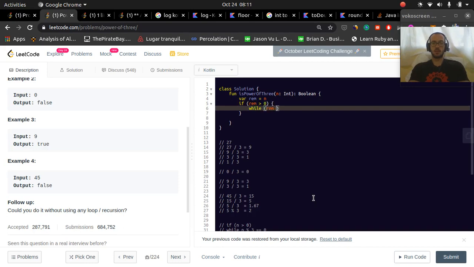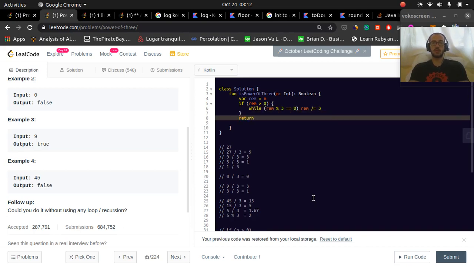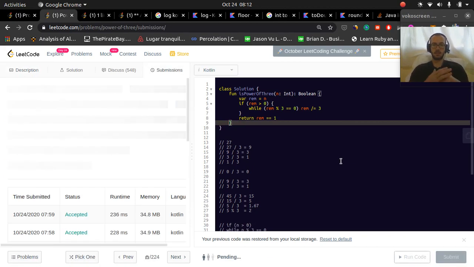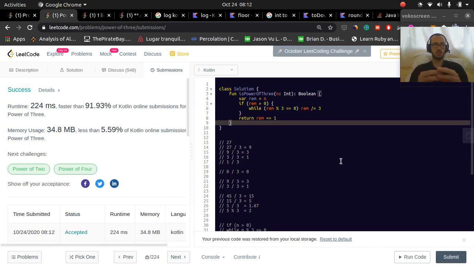While remainder modulus 3 is 0, remainder divide equals by 3. Okay, and then we'll return remainder is equal to 1. All right. Okay, there you go, guys. So that's with a loop.